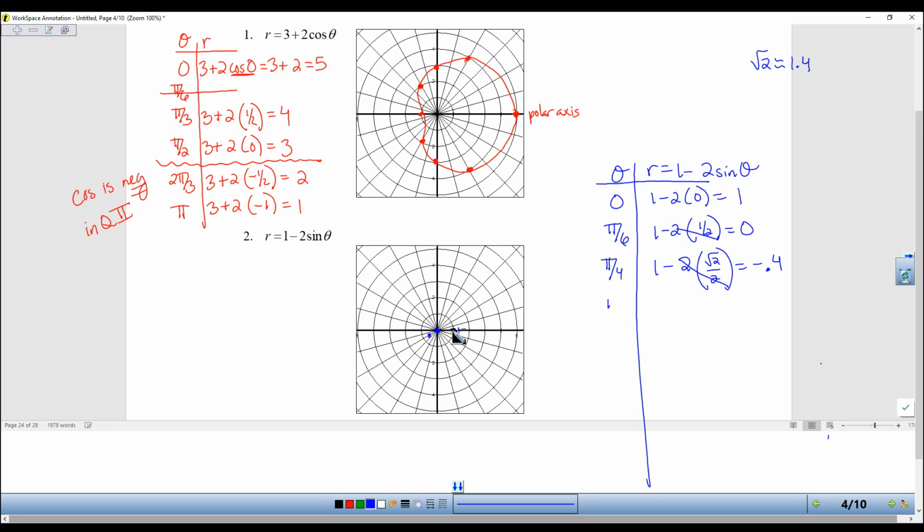And can you start to see? So now I do know that it's going to do this. And I can already start to see my inner loop forming. Okay, it's going to end up looking like that.